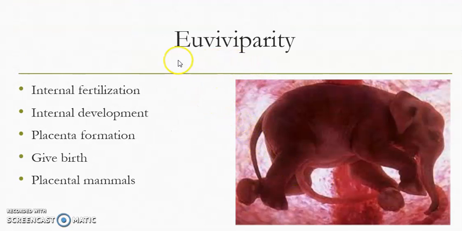And the next term is called euviviparity. Eu means true, viviparity means truly giving birth. These are the organisms in which internal fertilization leads to internal development, with the development of a placenta, which is an organic connection between the baby and the mother, through which the mother provides food to the baby, and the baby also gets oxygen and removes waste products through the mother's kidney.